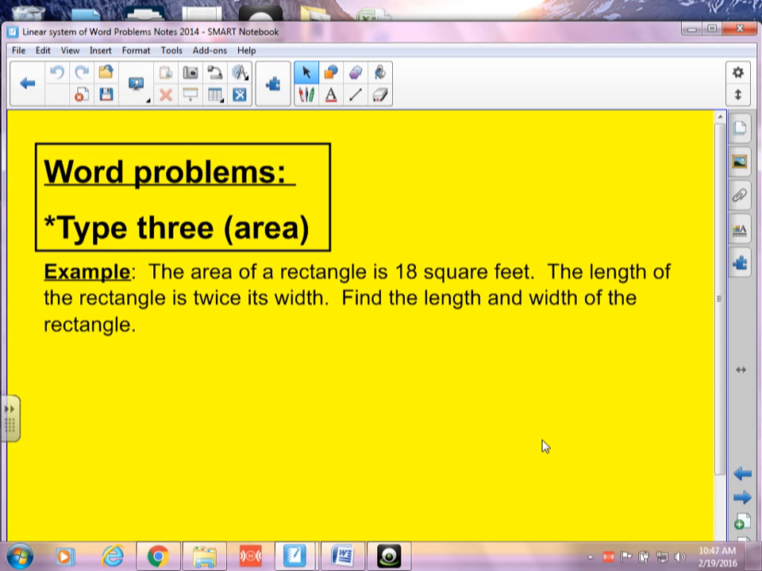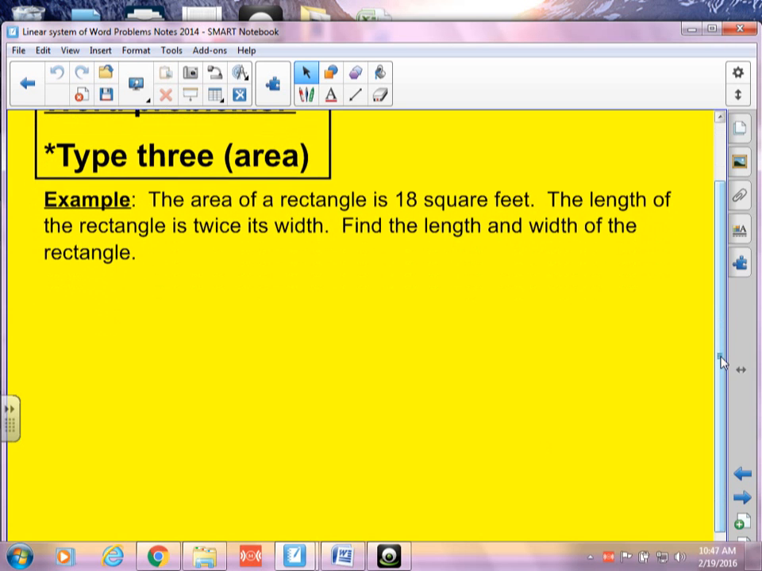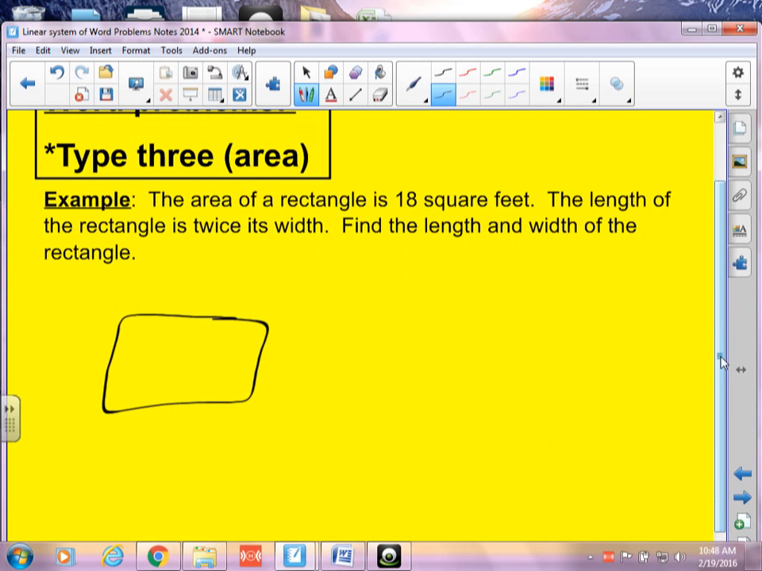So first of all, the area of a rectangle is 18 square feet. The length of the rectangle is twice the width. Find the length and the width of the rectangle. Okay. So again, what I would do is draw a picture of your rectangle. I'm dealing with length and width, so I'm going to have L equal the length and W equal the width.